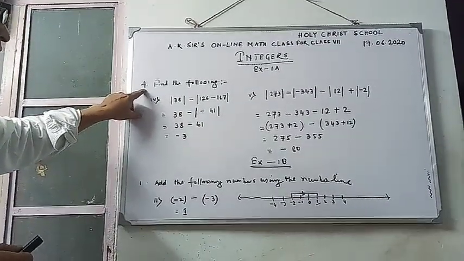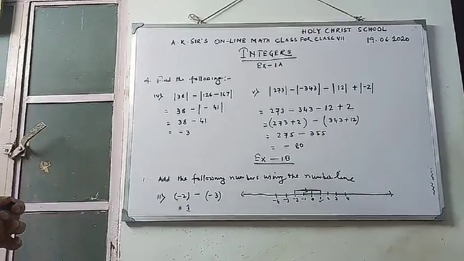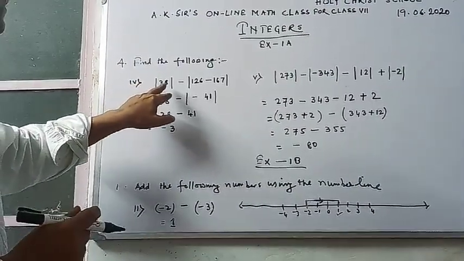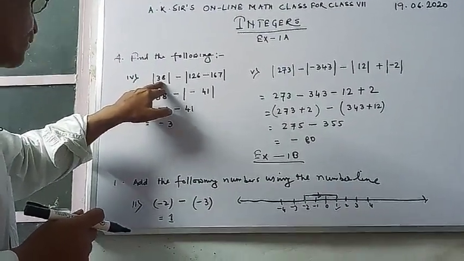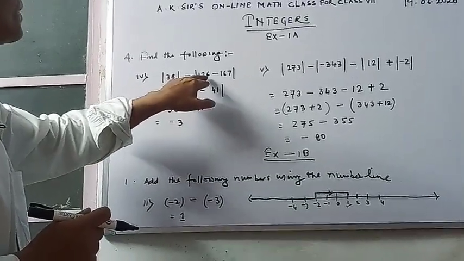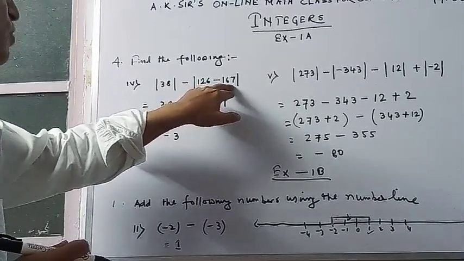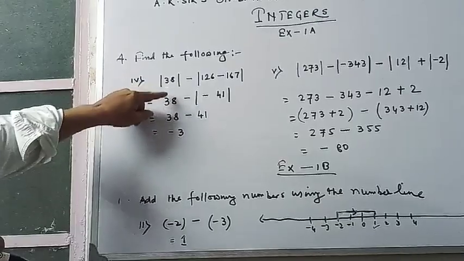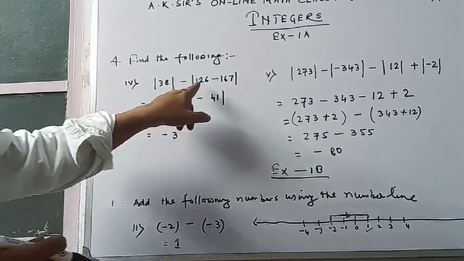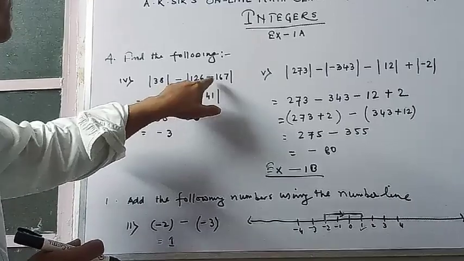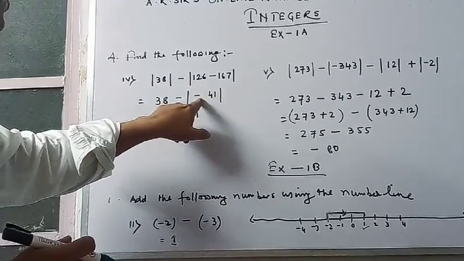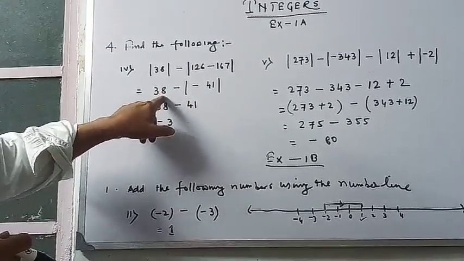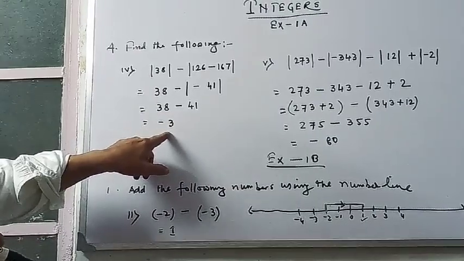I was in sum number 4. You have to find the value of absolute value of 38 minus absolute value of 126 minus 167. Absolute value of 38 is a positive integer, 38, and absolute value of 126 minus 167, that means absolute value of minus 41, equals only 41. So 38 minus 41 equals minus 3.